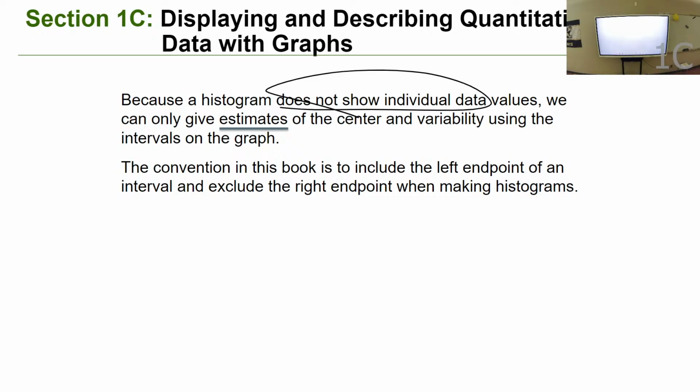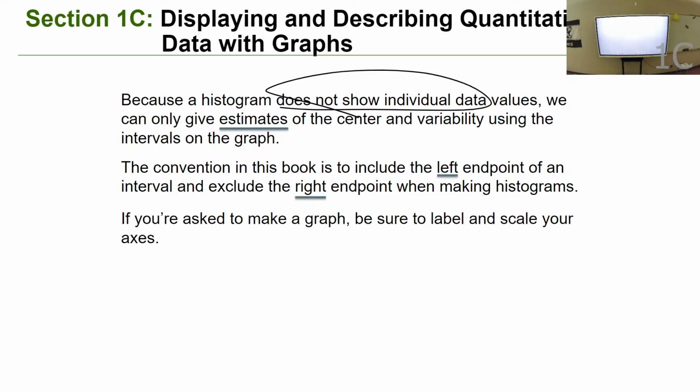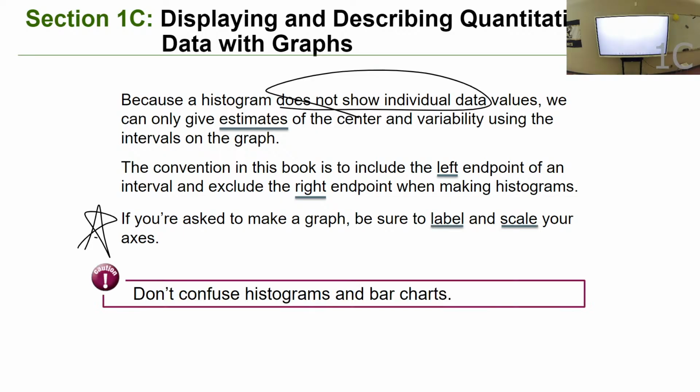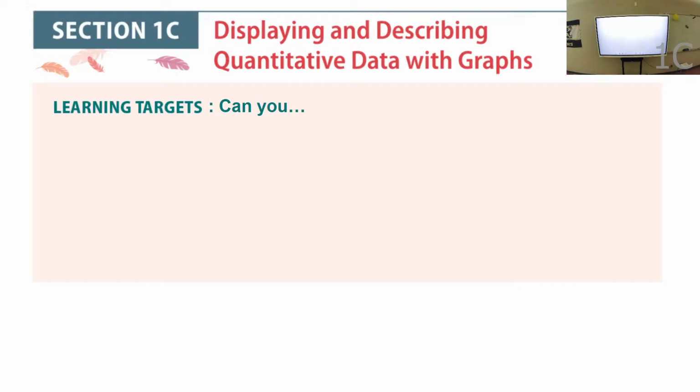This book tends to include the left endpoint of the interval and exclude the right endpoint. Who cares? You'll figure it out. If you also make a graph, be sure to label and scale your axes. You're not going to be asked to make one, but if you are, make sure you label and scale the axes. Common intervals, label. That's more important than what the graph looks like. Don't confuse histograms and bar charts. That's a common mistake.